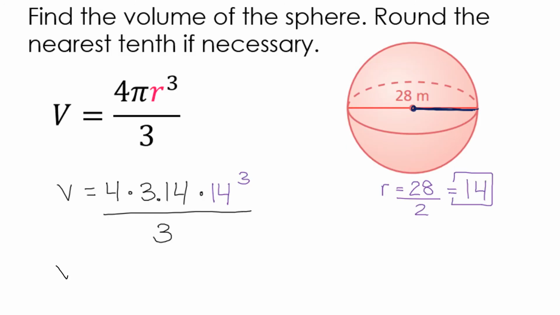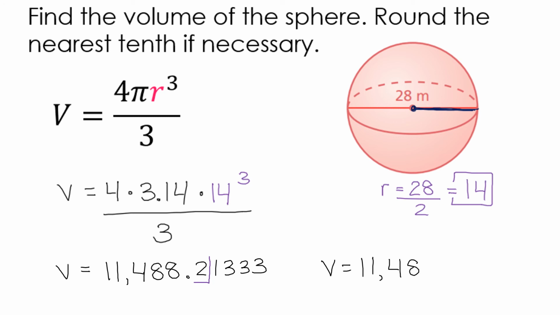The final answer is 11,488.21333. When we round this to the nearest tenths place, we look next door to the 2. 1 is less than 4, so we'll leave it alone. Our final answer is 11,488.2 meters cubed.